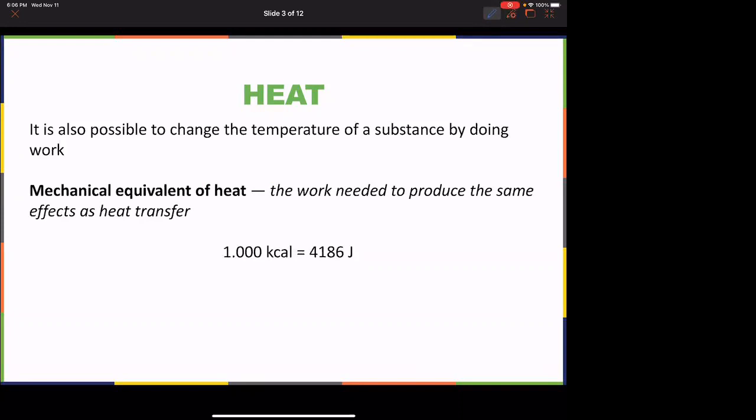You can also change the temperature by doing work. So remember, work is delta K and delta Q as well. We're going to learn Q as a symbol for heat. So work can be the change in Q, the change in heat energy. Work can be done. So that's mechanical. 1,000 calories is 4,186 joules.